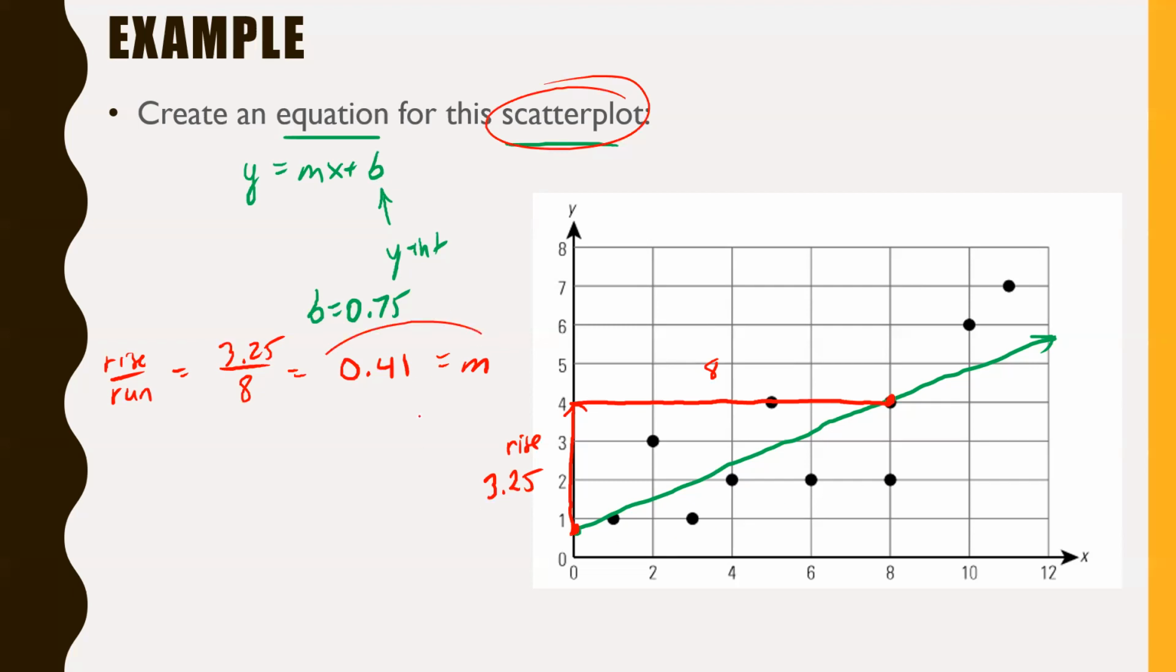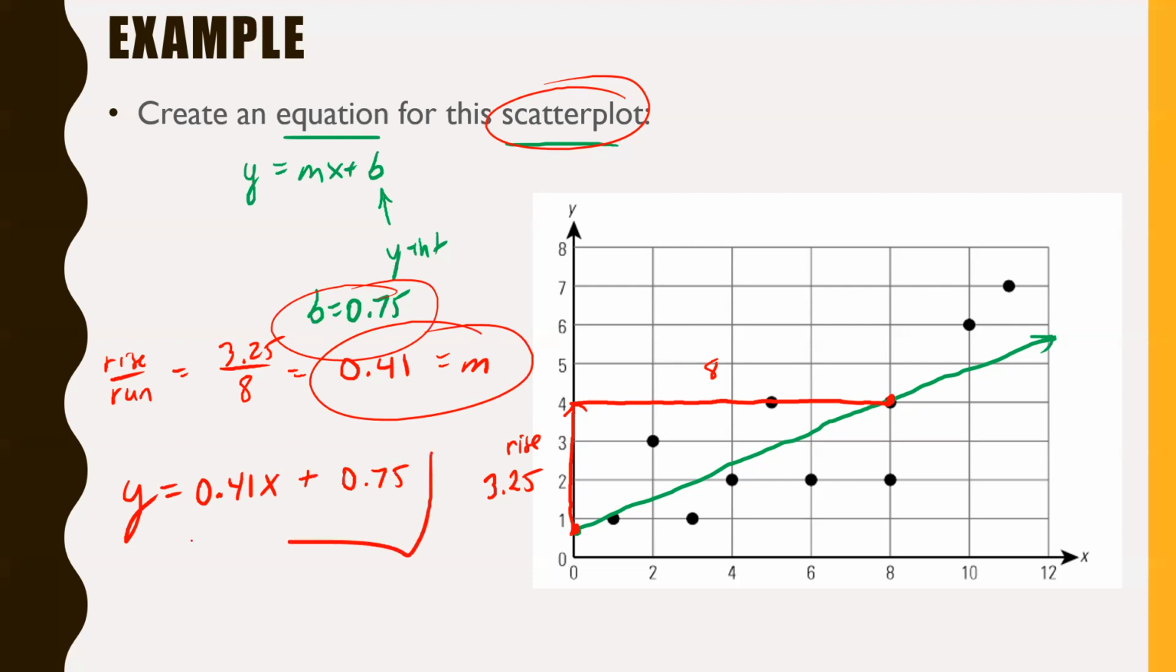So anyway, I know what my m is. I know what my b is. So therefore, we know y equals 0.41x plus 0.75. Pretty horrible looking, but that's the way it goes with scatter plots. Scatter plots are by no means perfect. You just make a line of best fit and you hope for the best.